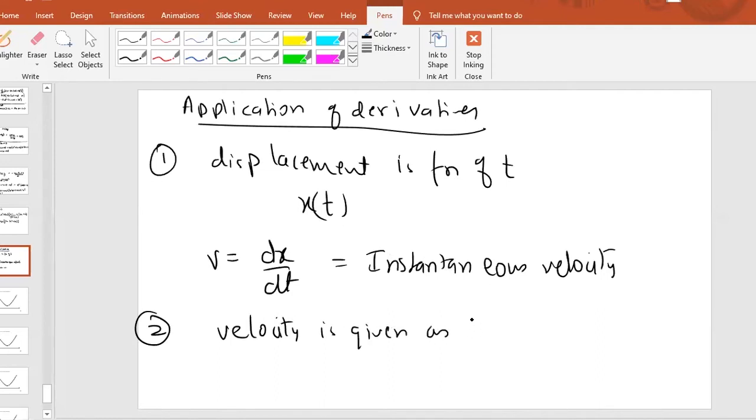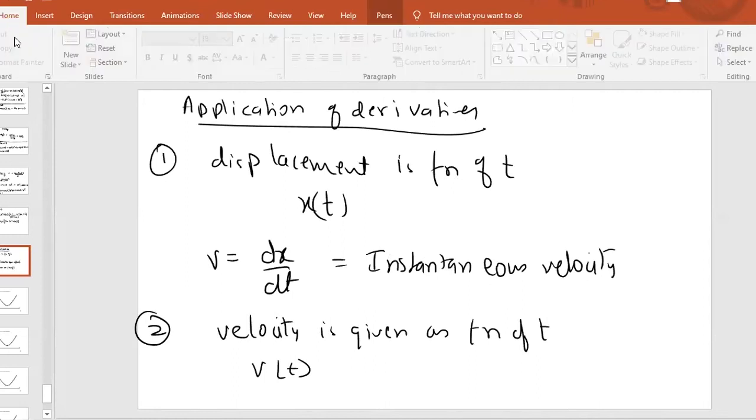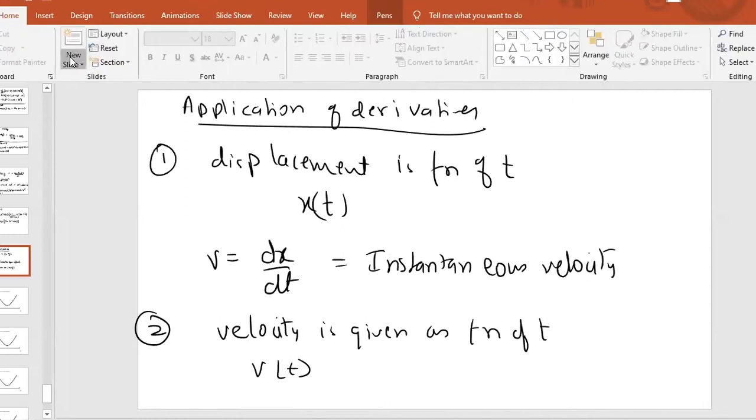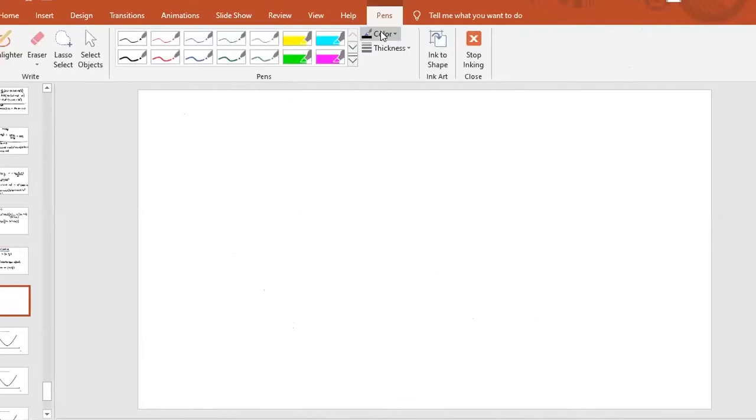The second application is that if velocity is given as a function of time t, then how do we find acceleration? Just by differentiating this velocity with respect to t. The acceleration of the body, a, is given by dv by dt. If velocity is given to you, we can find acceleration by differentiating the velocity with respect to t.